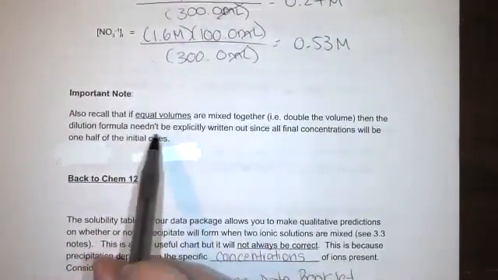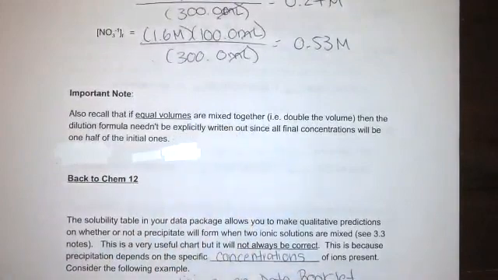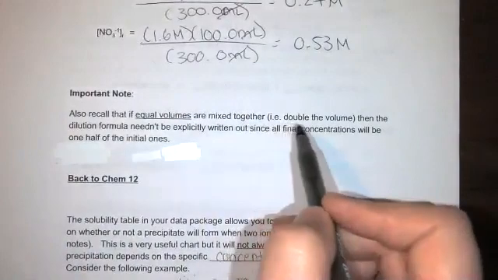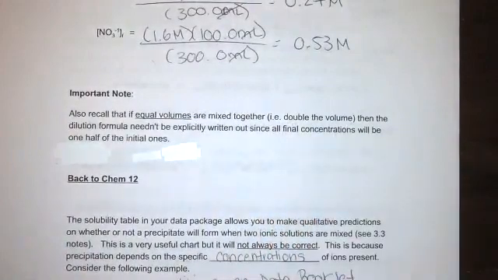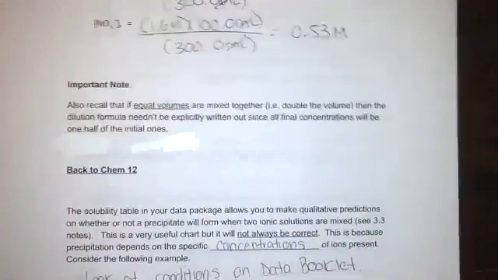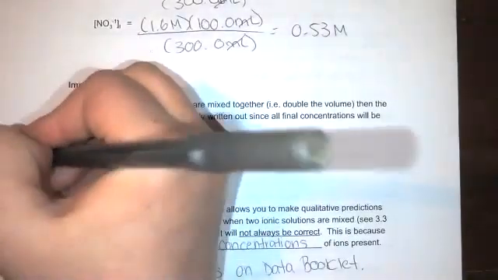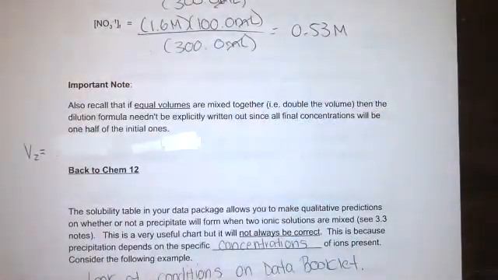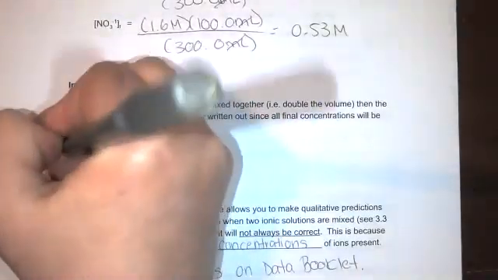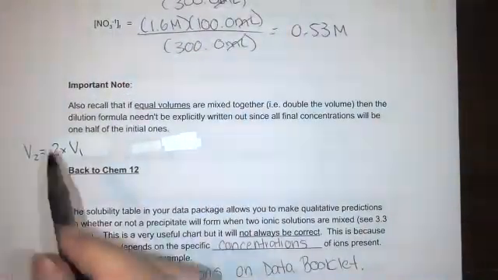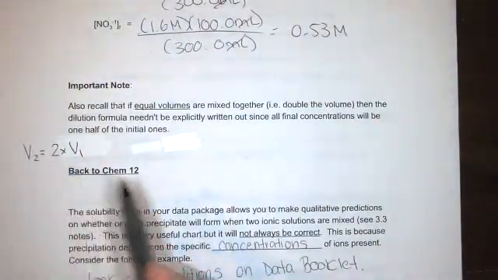There's also another note here. Remember that if equal volumes are mixed together, so maybe I didn't tell you what my initial volumes were, but that they were equal, therefore you've doubled the volume, then you don't explicitly need to write out your dilution formula. Just know that your final concentrations will be 1/2 of the initial ones. Let me just do a little proof here for that. So equal volumes added together, well, this means that my final volume is just 2 times my initial. No matter what, if they're equal, it's always going to be 2 times this amount.